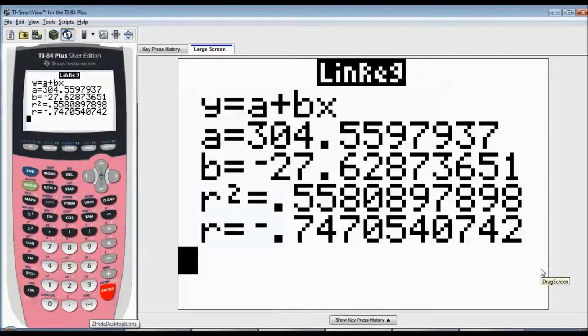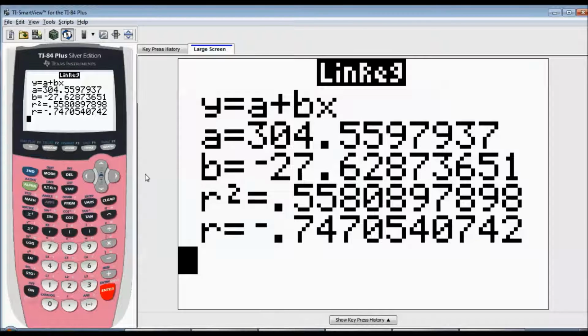Now, a couple things here. First of all, you probably got y equals a plus bx, and we'll talk next class about why that's incorrect. And you had a value for a and a value for b. Again, that's not really important right now. You may not actually have gotten these two numbers here. There's something called r squared and there's something called r. Now, we are interested in this number here. That's my correlation. So the negative 0.747, whatever. That is what I'm interested in.